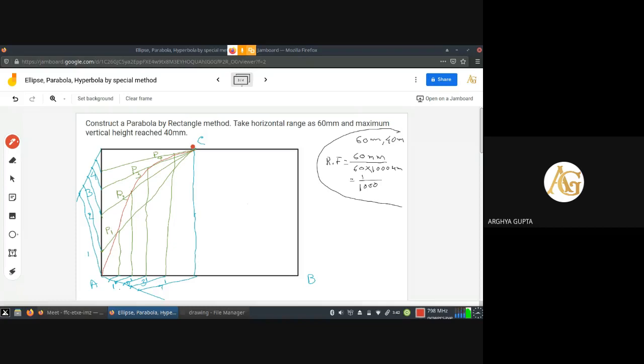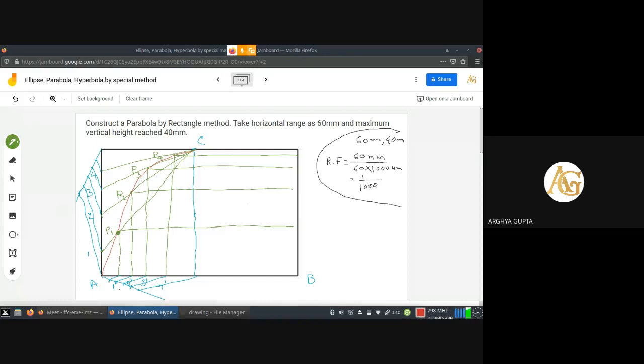So the half portion of the parabola has been found. Now for the remaining half, we have to repeat the same mirror image concept. So from P1, draw a horizontal line. From P2 also, draw a horizontal line. From P3 also, and from P4.